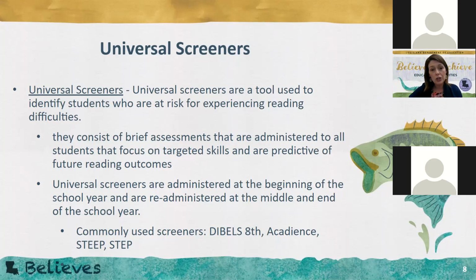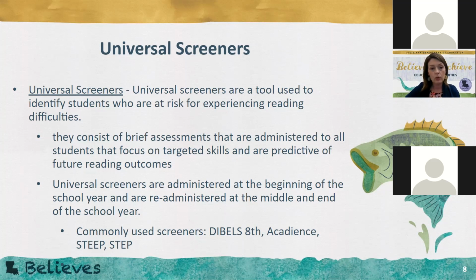I might encourage you, with your own class, to administer some of these yourselves at the midpoint and the end of the year if you don't get that information, because it's going to give you a good indication of whether this student is still demonstrating risk for not reading proficiently, or are they really on track to do well? Like I mentioned before, some of these commonly used screeners are DIBELS 8th edition.